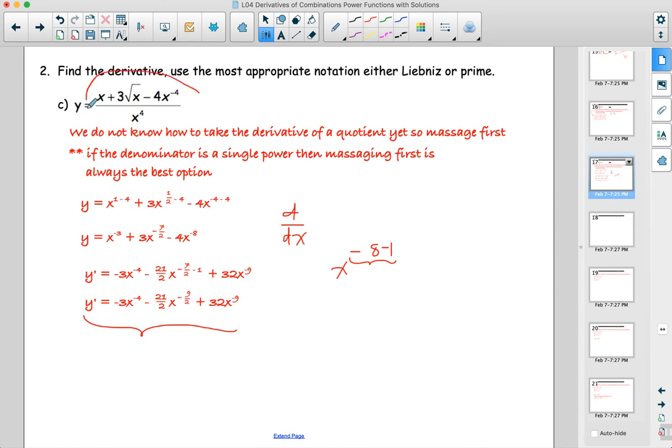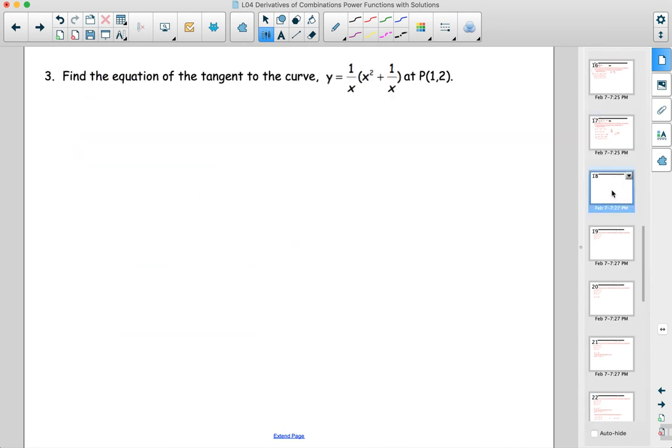And again, star this one. I always put this one on tests or performance tasks. And again, I want you to massage first. That's the simplest way to do it.